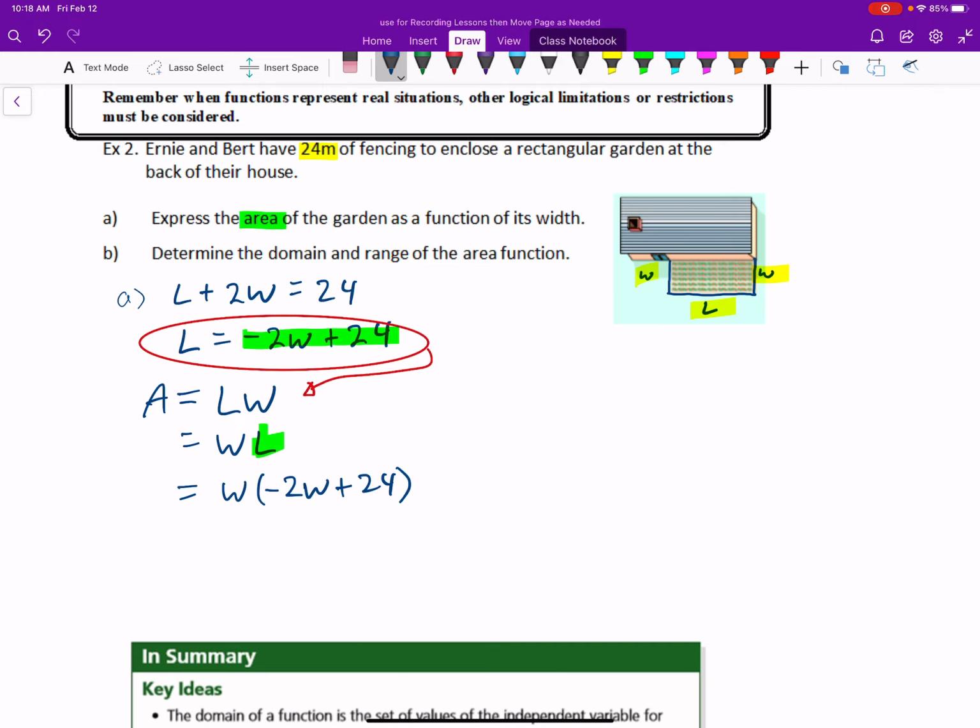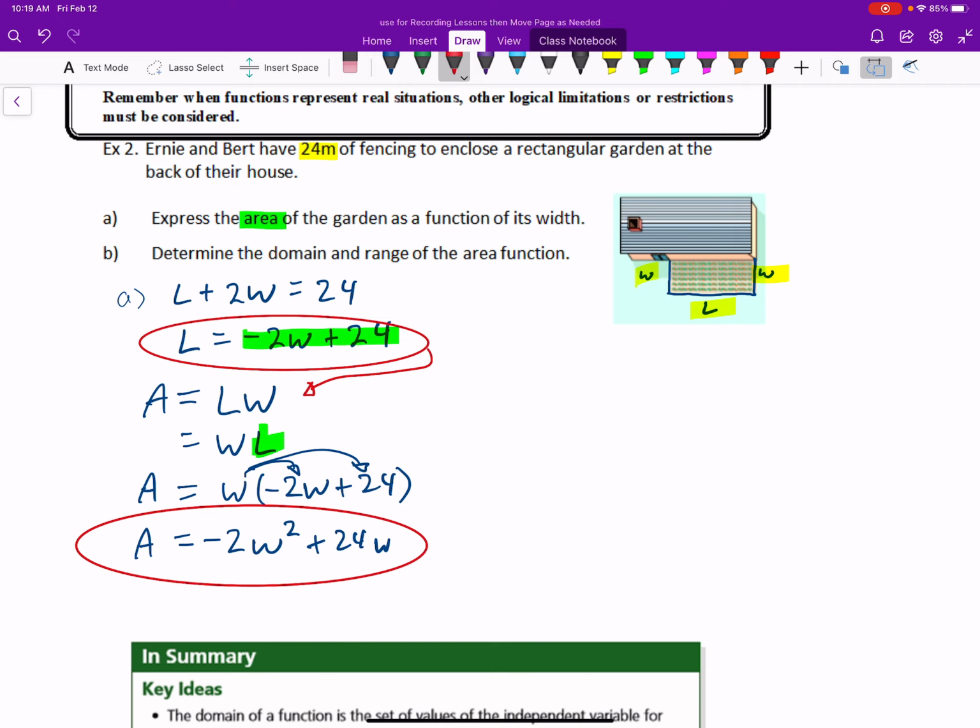This is still the same area based on the 24 meters of fencing that I have. It's simply that I've got it down to a single variable. Instead of having length and width, I only have the width to contend with. I could leave it in factored form, or I could expand it out using distributive law, multiplying each term by W, so I'd have negative 2W squared plus 24W. So there's the area of the garden as a function of its width, as requested in Part A. It didn't say what format to put it in, but I put it in standard form.